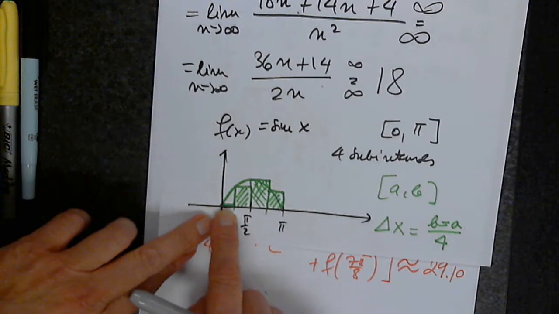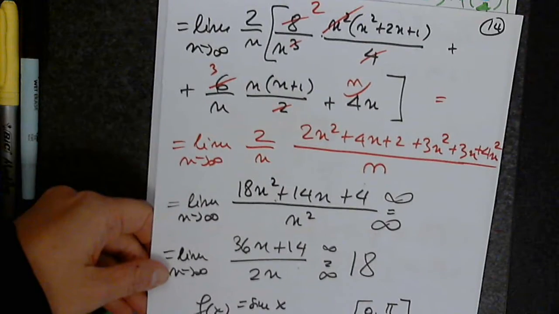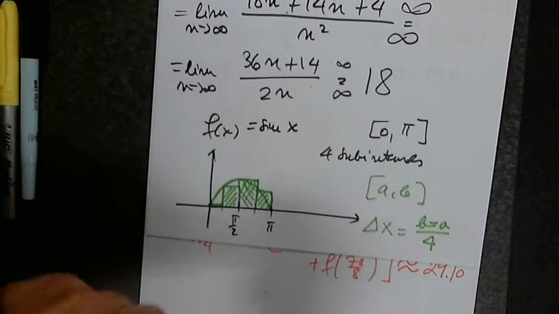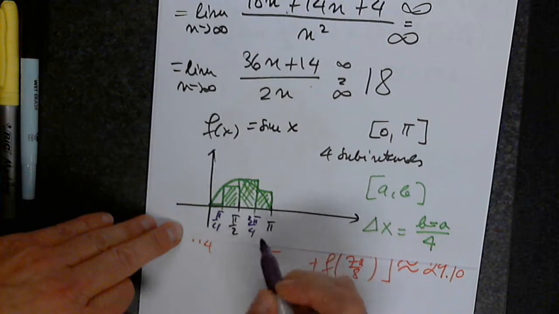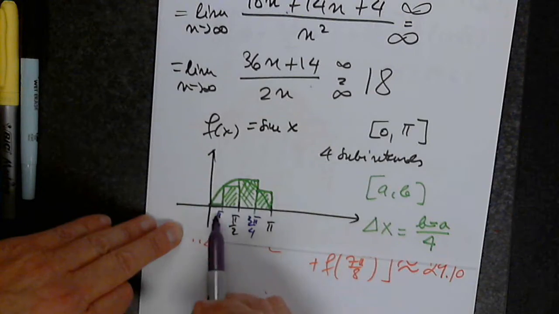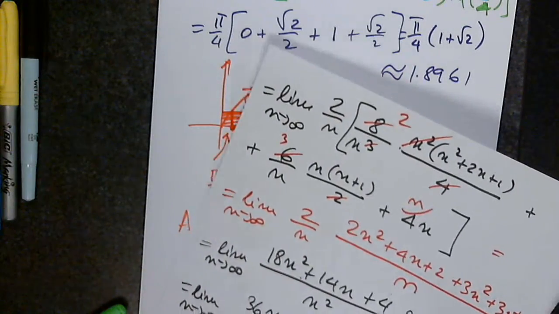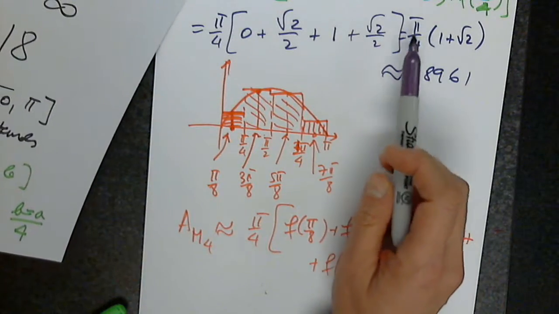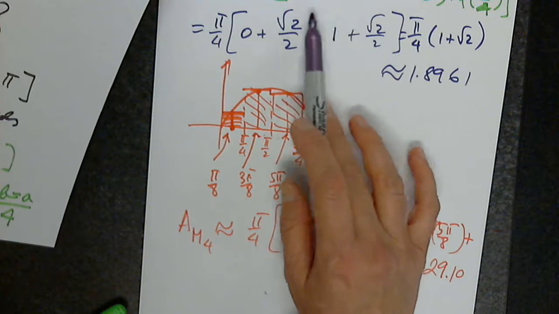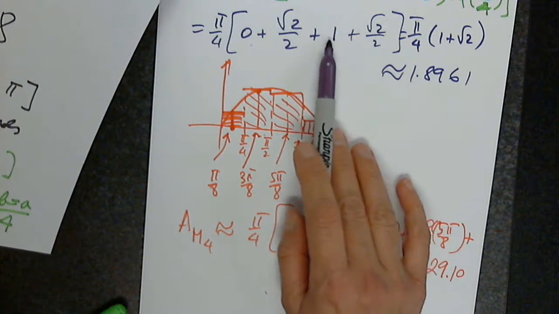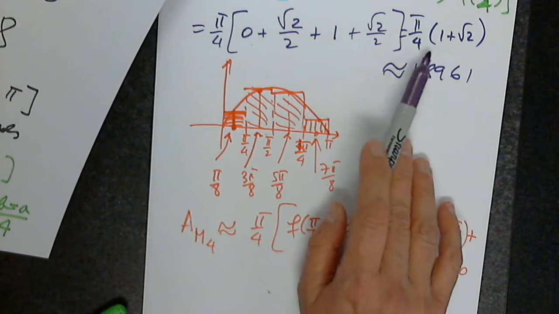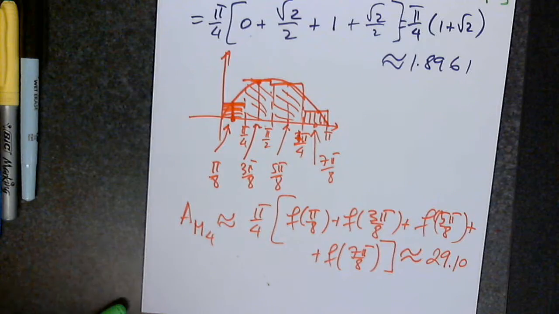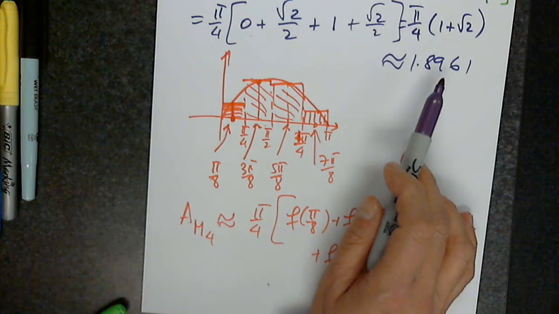So I had pi over 4 times the leftmost point, and this is pi over 4, and this is 3 pi over 4. So 0 times pi over 4 plus pi over 4 times f of pi over 4 plus pi over 4 times f of pi over 2. And this is the square root of 2 over 2, because we are looking at sine. This is indeed 1, this is square root of 2 over 2, and this is 0. So I had the square root of 2 plus 1 times pi over 4. And this calculation is correct? Did anyone check? I get the same thing. Okay, so pi times 1 plus square root of 2 divided by 4.